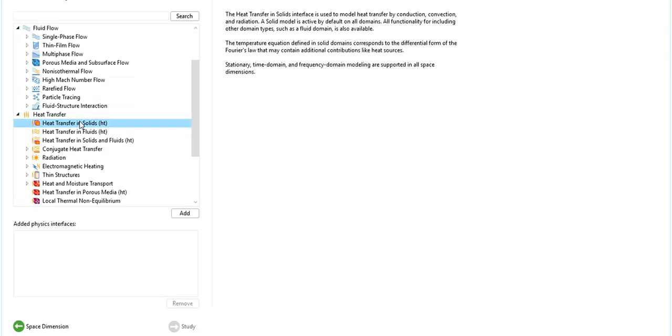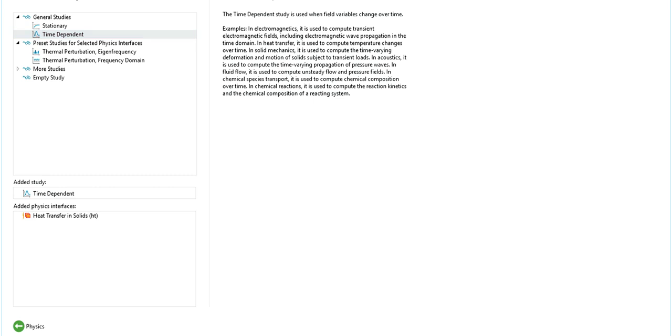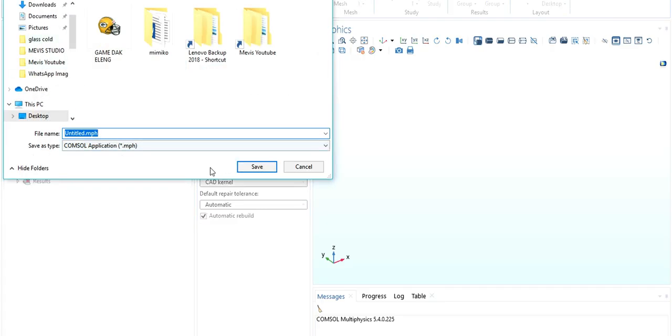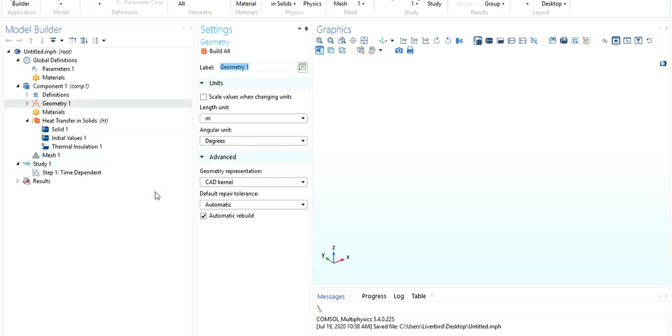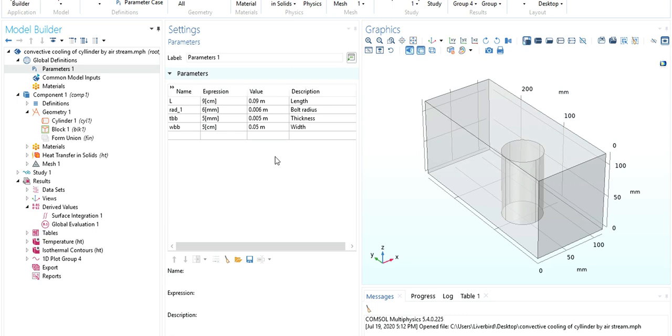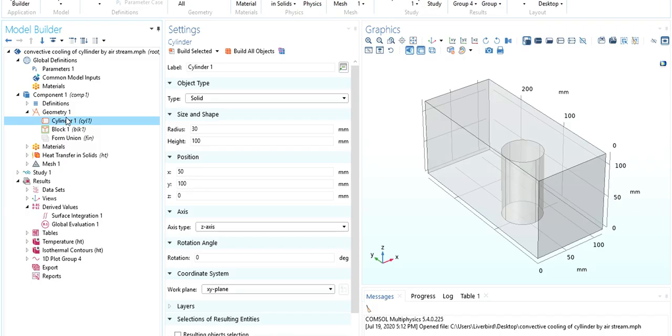I am Mimi and today I am simulating a model of free convection. First, select the heat transfer physics and the time dependent study. Save your project. Then select the unit of your dimension of the geometry and enter the parameters. Then insert the geometry value.